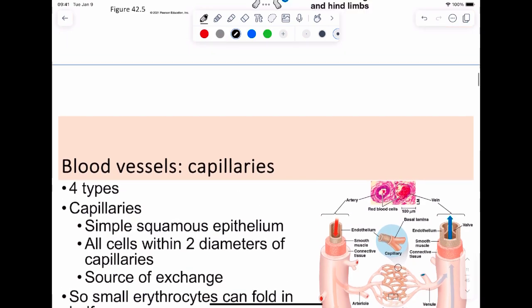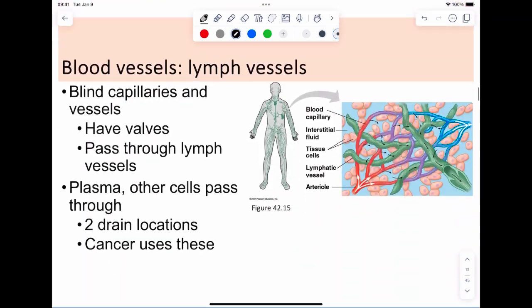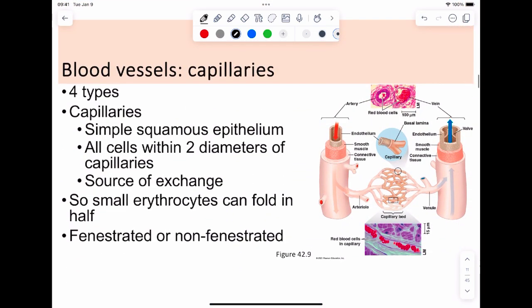When we look at blood vessels, there turn out to be several sets of blood vessels. The smallest of them are what we call capillaries. Of these, capillaries are going to be the easiest to describe. They are made out of simple squamous epithelium, which means you can instantly envision those little crepe-like cells that were kind of hard to see that wrap around, what we saw with your lungs. That's what capillaries turn out to be.